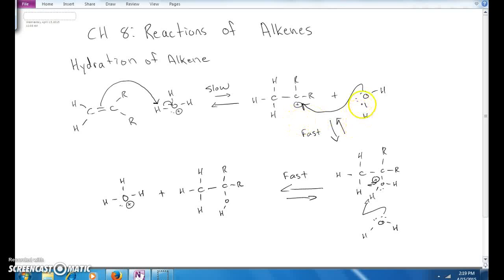The only thing that's unique is water acting as a nucleophile will give a positive charge once it's attached, and we will regenerate our acid catalyst in the very last step. So this last step is a little bit different than what we've seen before. The first step is slow, and the second 2 steps are quick.